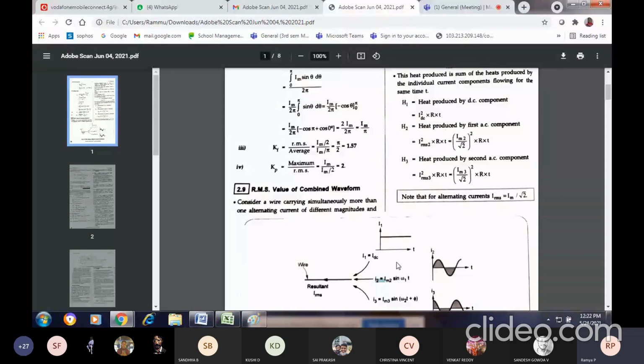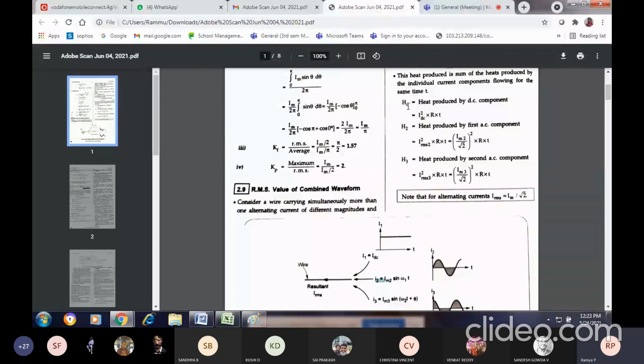So my equation for the heat produced whenever I'm giving a DC component for the first time: H1 I will indicate as the heat produced by a DC component. That will be equal to I square DC into R into T. The resistance of the wire is not going to change whether you are giving an AC or DC component. Resistance remains the same, and the time period I can vary from 0 to some time period. The time will also be variable and will be the same throughout, right? So the heat produced when you are giving the DC component will be equal to I square DC into RT. I will write this down.